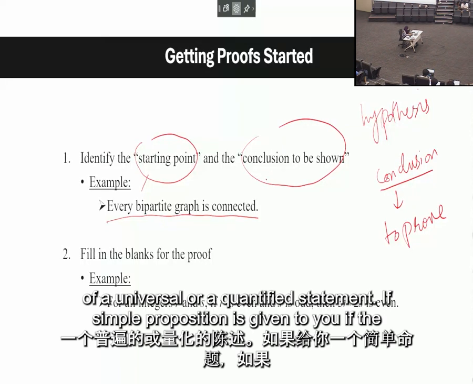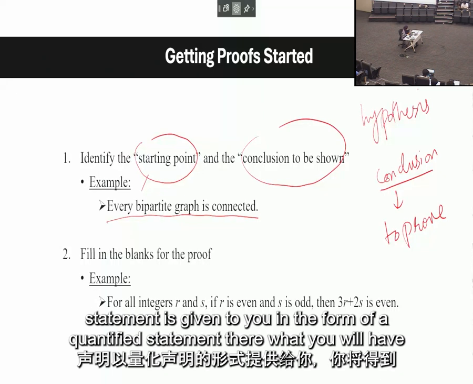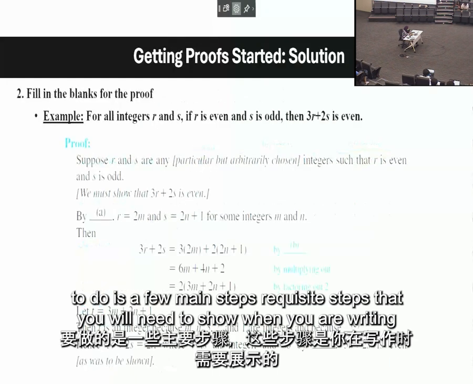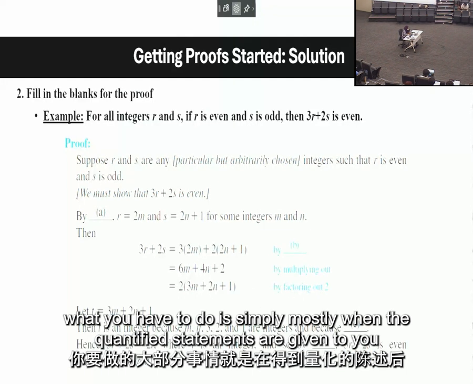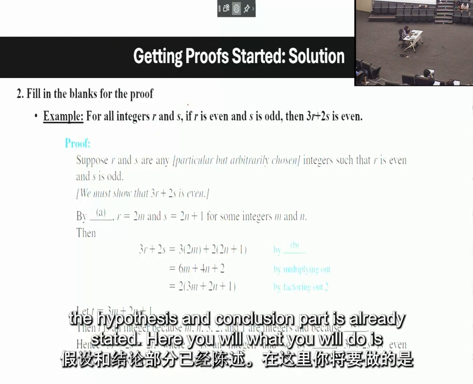Restate this simple proposition in the form of a universal or quantified statement if a simple proposition is given to you. If the statement is given to you in the form of a quantified statement, there are a few main requisite steps that you will need to show when you are writing the proof. Let's say you are given a quantified statement. Mostly when quantified statements are given to you, the hypothesis and conclusion part is already stated.